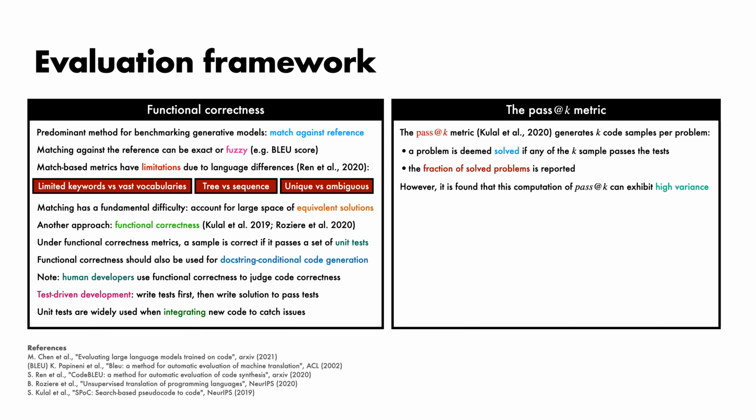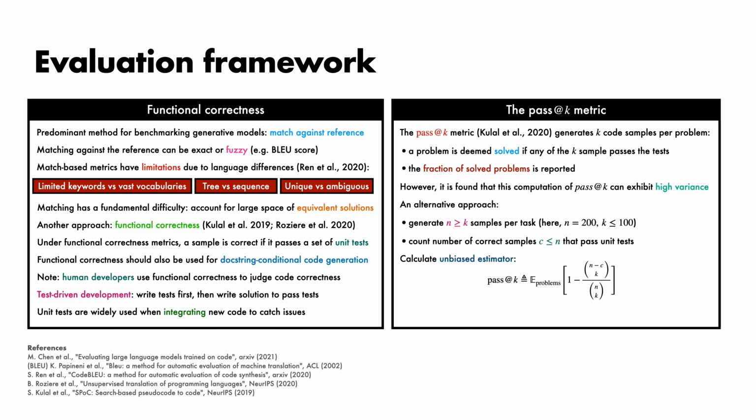An alternative approach is to instead first generate n greater than or equal to k samples per task, then count the number of correct samples, c, which will be less than or equal to n, that pass the unit tests. Given the values of n, c, and k, we then calculate the following estimator, where the expectation is taken over the set of problems to compute our final pass@k result.